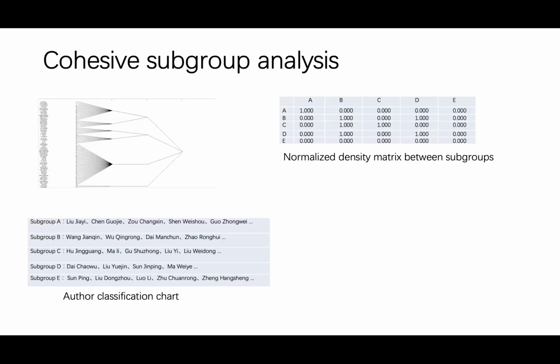And third, I conduct the cohesive subgroup analysis. I divided these authors into these 5 groups depending on their in degree and out degree, and then I normalized the density matrix between subgroups, and then I put this matrix into SPSS to make this diagram. In order to make it clear, I made this table.